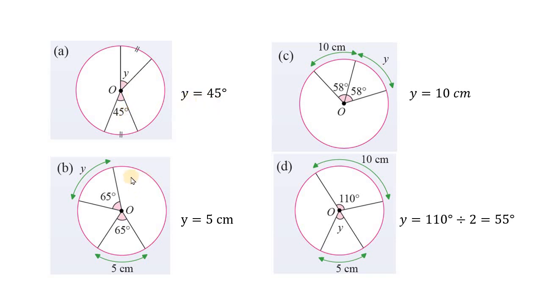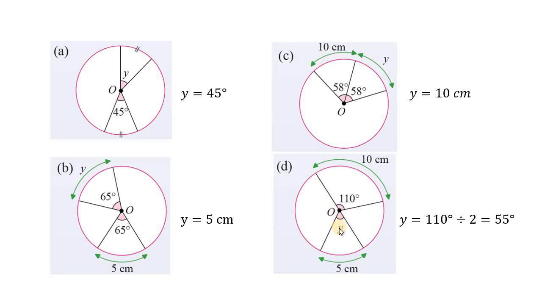B applies the same concept, but now it's giving you the angle is the same, 65 degree. So the length of arc will be the same. So y equal to 5 centimeters. C is also the same, because the angle is the same. So y will equal to 10 centimeters.